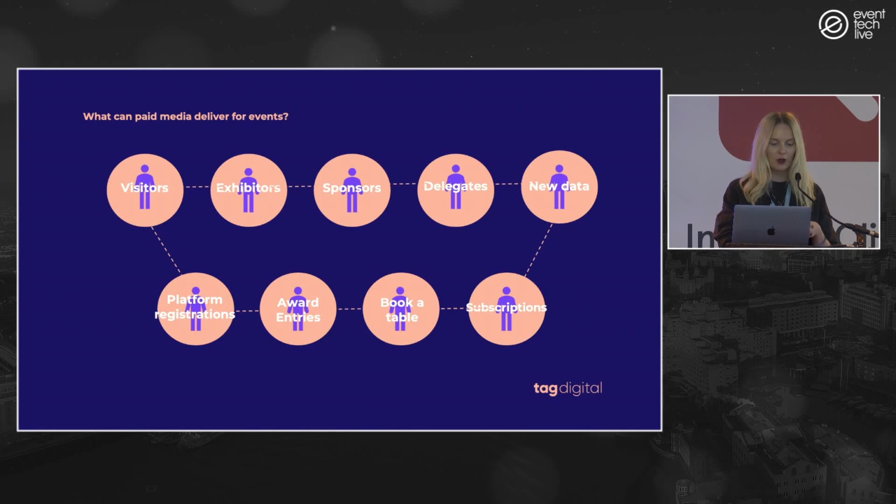So let's get started. First of all, thinking about what paid media can deliver for events. Think about search, social, display. All of these channels are really paid media, and often people think of paid media as just search. But understand that it can deliver visitors, exhibitors, sponsors, delegates, data, platform registrations, which is becoming huge in terms of community building, awards entries or subscriptions. All of these things are goals that we've all got, and ultimately we're trying to build really good quality data. So keep in mind you can use paid at any stage of the funnel for those objectives.